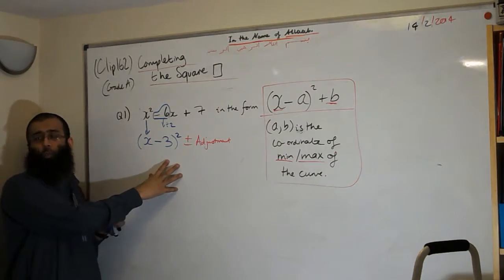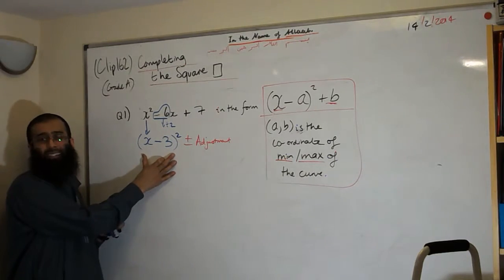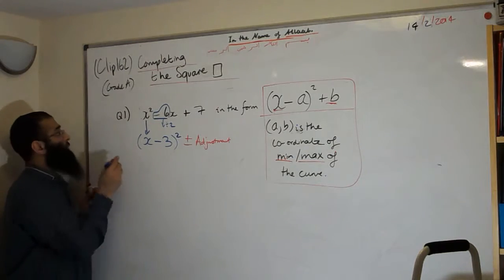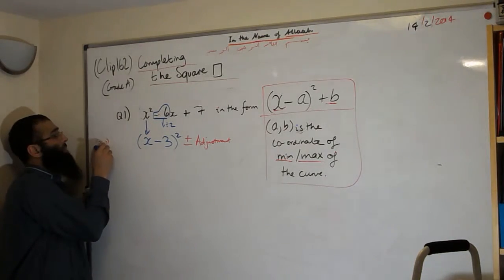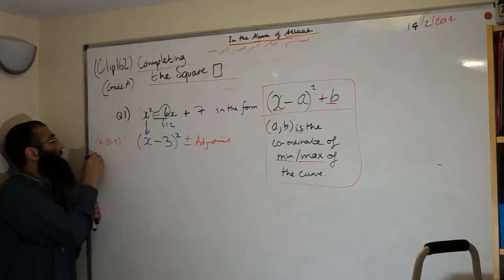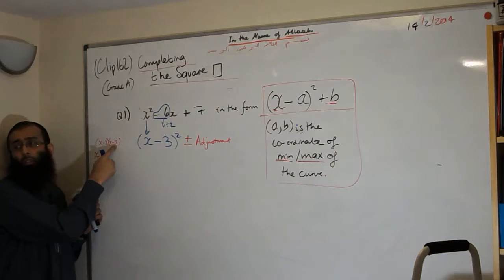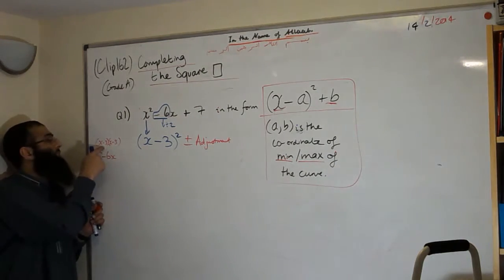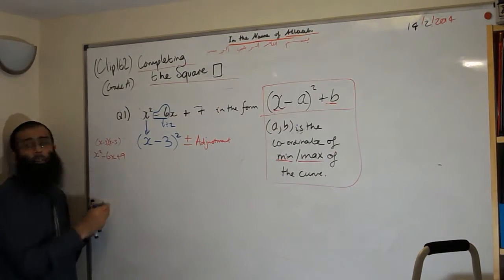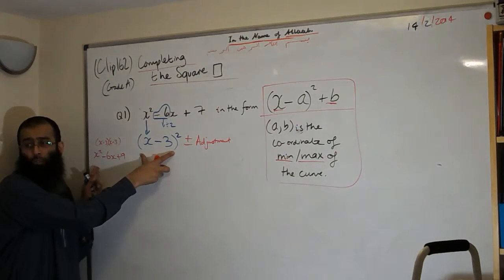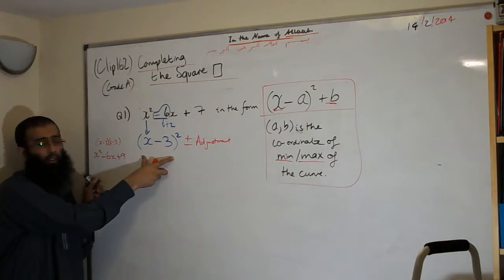What we need to do first of all is expand this and see how close we are to the original question. So what's x minus 3 squared? Let's quickly work it on the side. x minus 3 times x minus 3. Double brackets. x times x is x squared. x times minus 3 is minus 3x. And minus 3 times x is another minus 3x, which gives us a total of minus 6x. And minus 3 times minus 3 is plus 9.